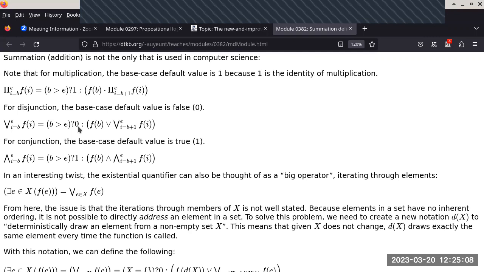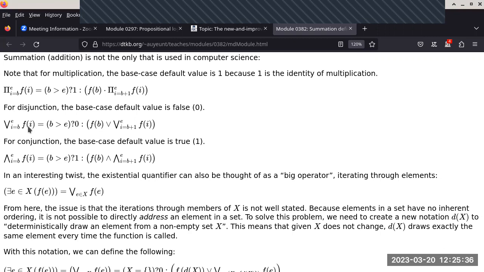Yep. So is this just another way of mentioning disjunction? It is the disjunction of a bunch of stuff, and that bunch of stuff is represented by f of I, where I starts with b, ending with e. So this is basically the same thing as f of b or f of b plus 1 or f of b plus 2 or blah, blah, blah, all the way down to f of e.